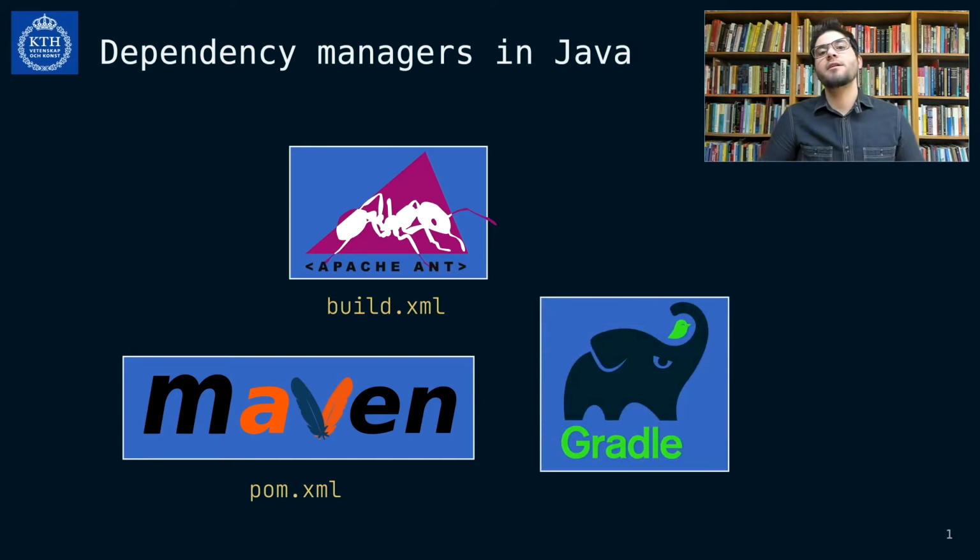Gradle is another dependency management tool for Java. It uses a domain-specific language based on the programming language Groovy, differentiating it from Maven and Ant, which use XML for its project configuration.